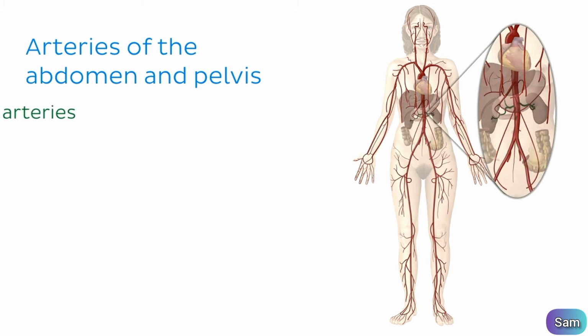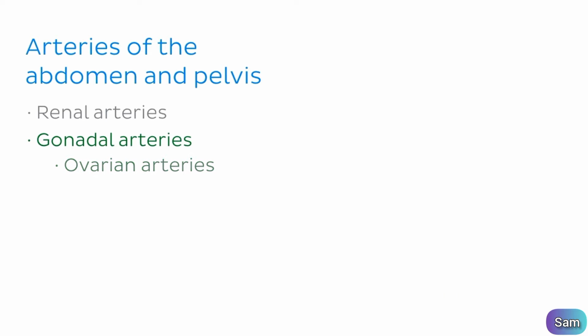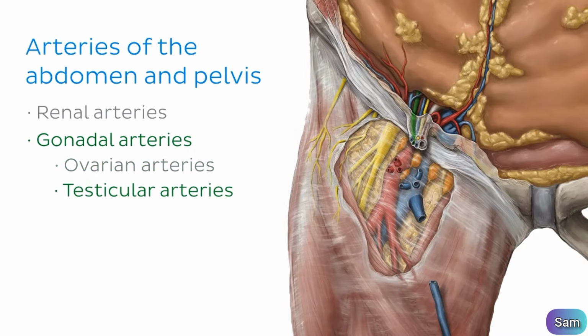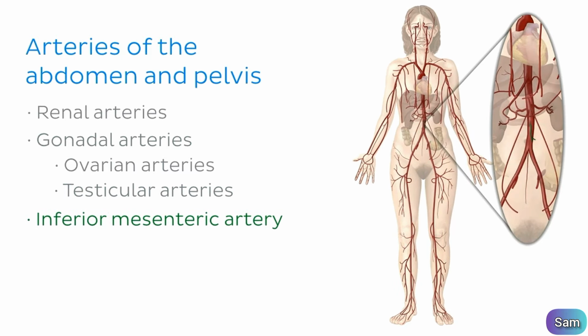And we also talked about the renal arteries, which both supply the kidneys. And then we talked about the gonadal arteries, which are obviously different in men and women. In women, it's the ovarian arteries, and in men, it's the testicular arteries. We then talked about the inferior mesenteric artery, which is the last of the 3 unpaired arteries of this region.